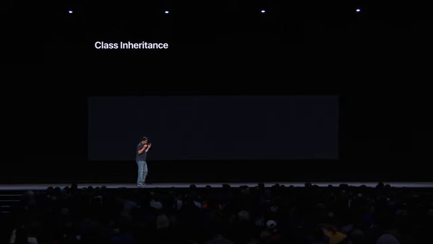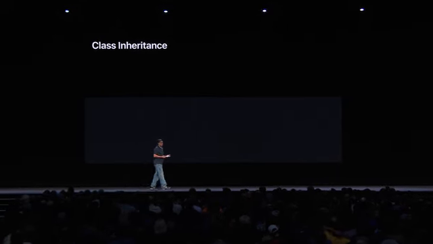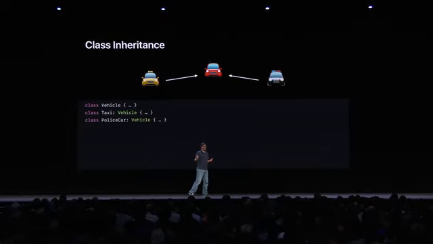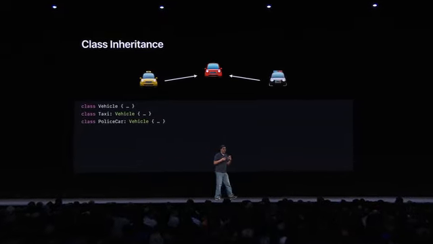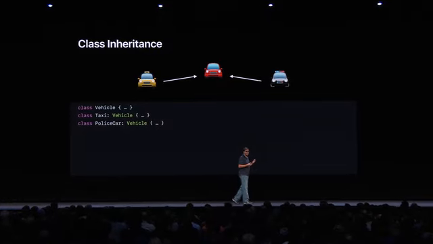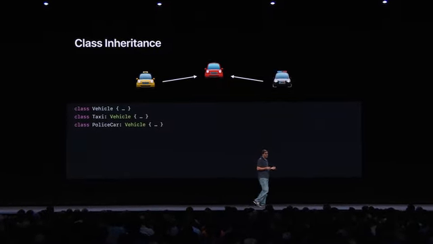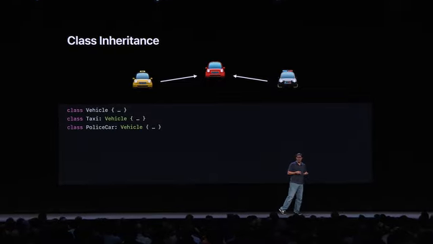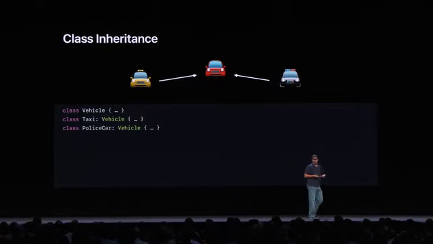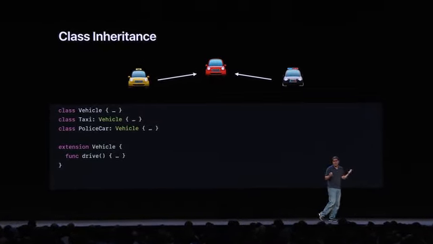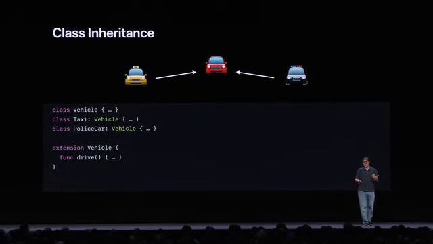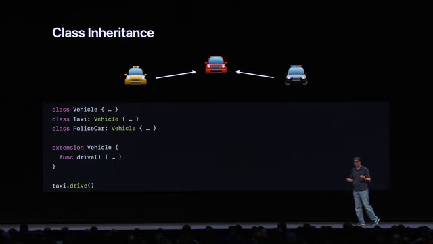So with class inheritance, we know how class inheritance works. It's fairly simple. You can declare a superclass like vehicle. You can declare some subclasses like taxi and police car that both inherit from vehicle. And once you do this, you have this object-oriented hierarchy, you have some expectations about where you can use those subclasses. So if I were to extend vehicle with a new method to go let it drive, I fully expect that I can call that method on one of my subclasses, a taxi.